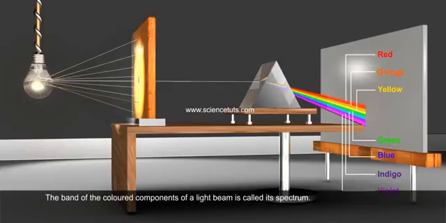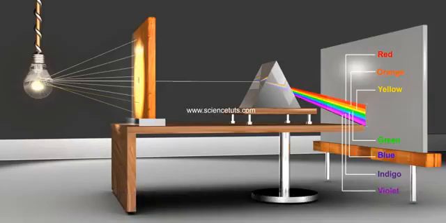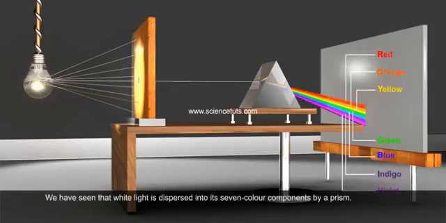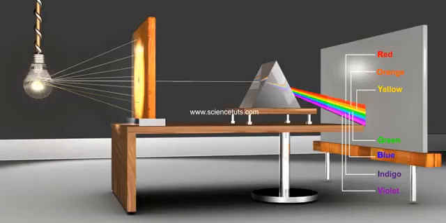The band of the colored components of a light beam is called its spectrum. Why does this happen? The acronym VIBGYOR will help us to remember the sequence of colors. We have seen that white light is dispersed into its 7 color components by a prism. Why do we get these colors?